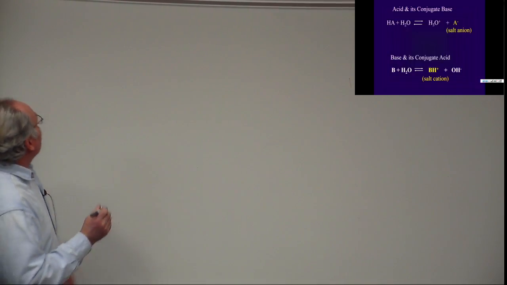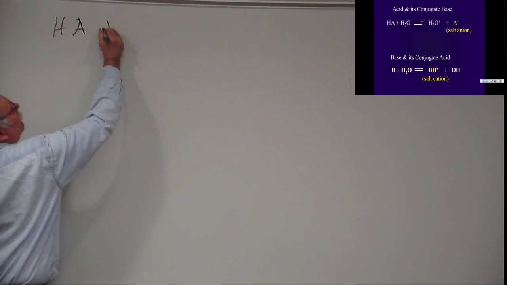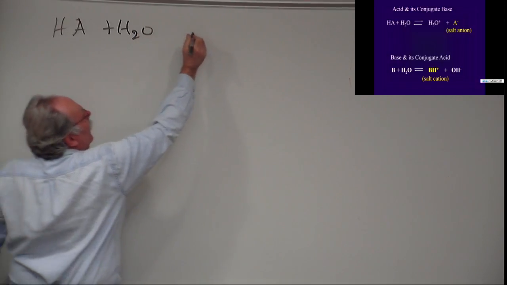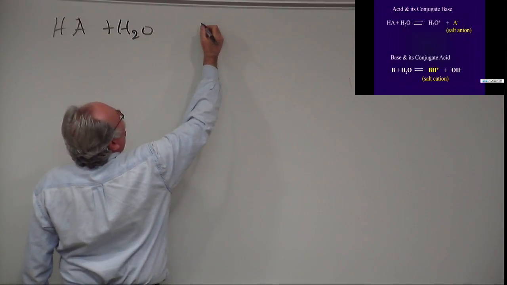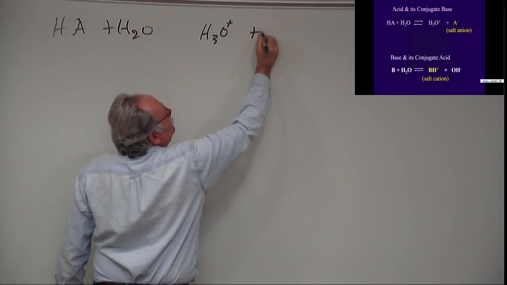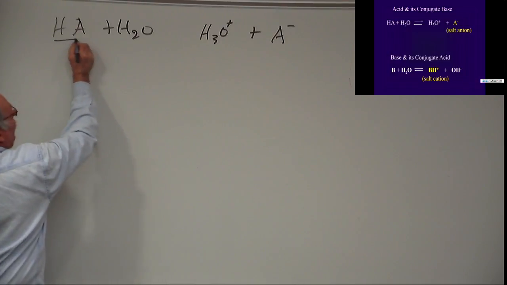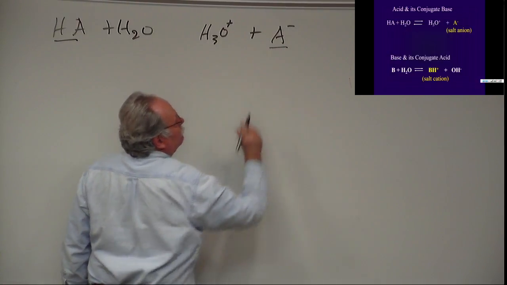Now what we need to recognize, and I'm just going to write this for the acid, is I have an acid, and that reacts with water and forms hydronium plus the conjugate base of that acid. So this is the acid, this is its conjugate base.